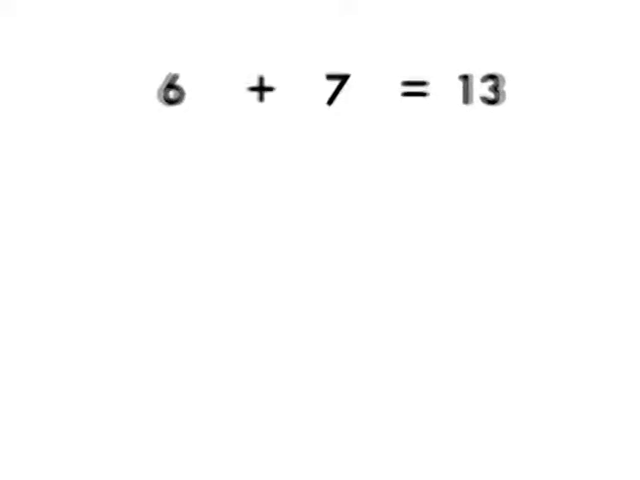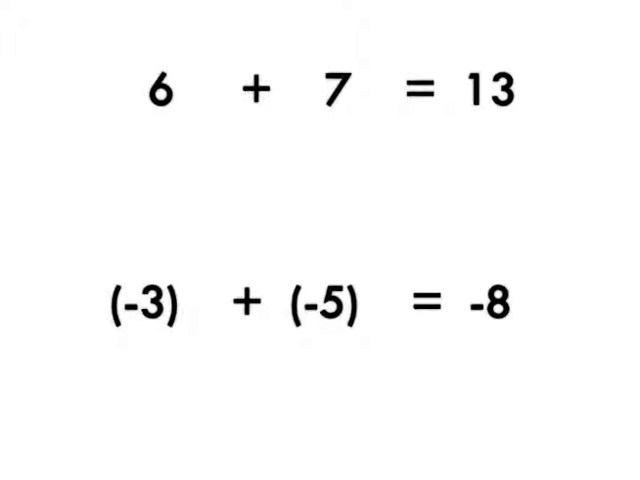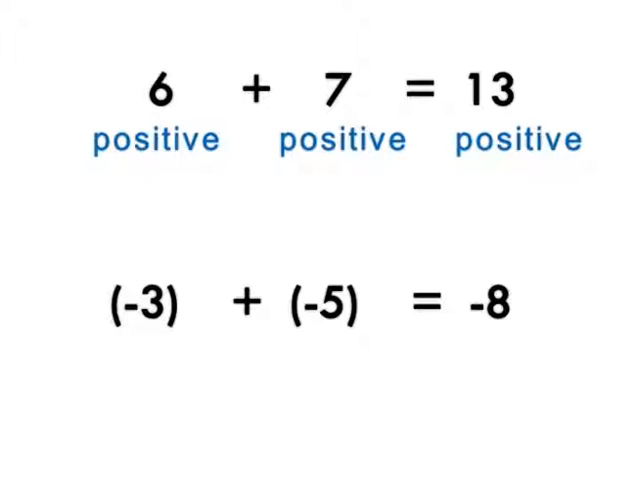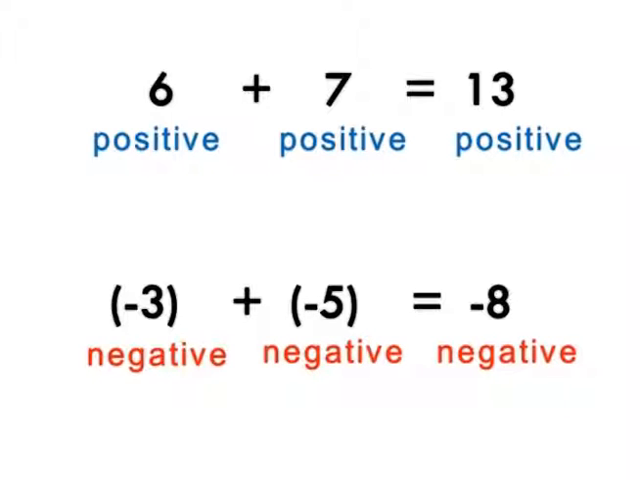Now, let's go back to examples 1 and 2. So, what do you observe with the addends? So, in example 1, we are adding a positive and a positive, and the answer is positive. While in example 2, we are adding a negative plus a negative, and the answer is a negative. So we are adding the same signs. And the answer is also the same signs as the addends.